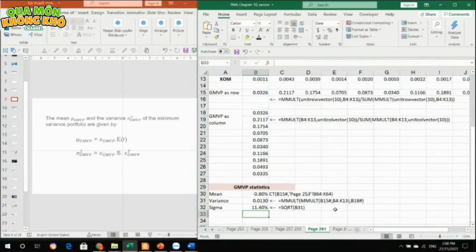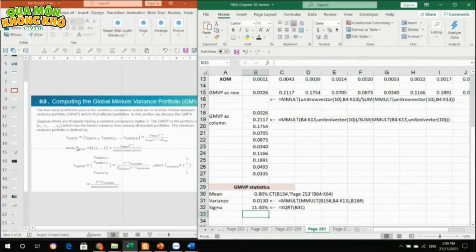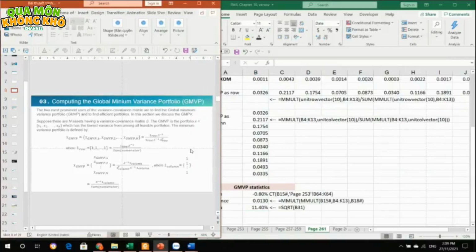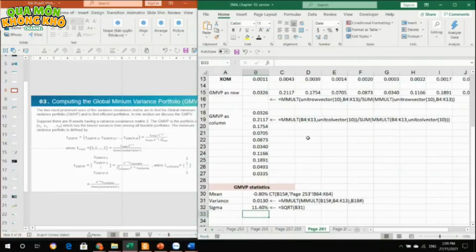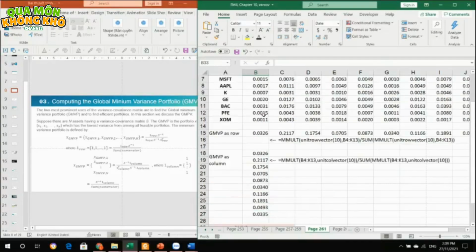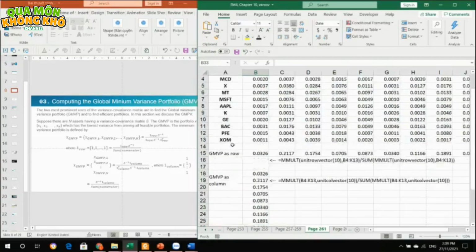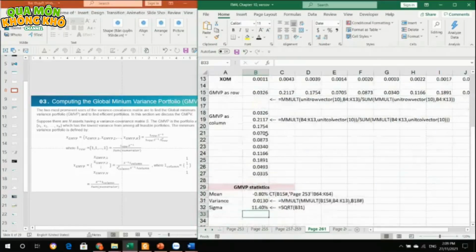What is the GMVP as row or as column that you just showed us? The GMVP here is just like, you have $100 to invest, and the GMVP here is the part of the money, the ratio of the $100 you invest in each stock. Not clear.